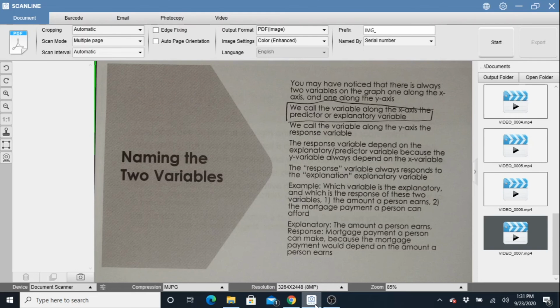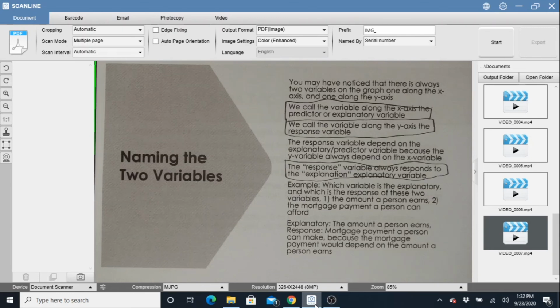You can always think the response variable is always going to respond to the explanatory variable. That's kind of how I remember what they are. So I think it's helpful. Since the response variable depends on the explanatory predictor variable, the response variable is always the y value. So when asked what's the response and what's the explanatory, the response will always be y and the explanatory will always be x.